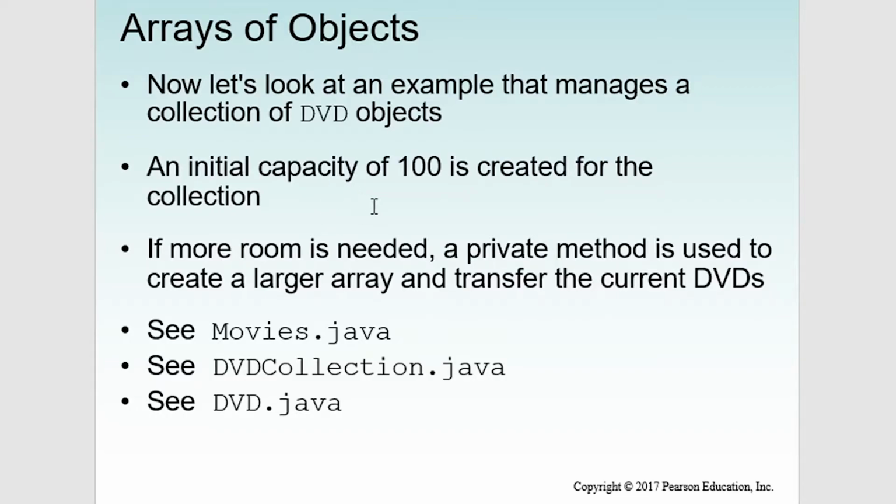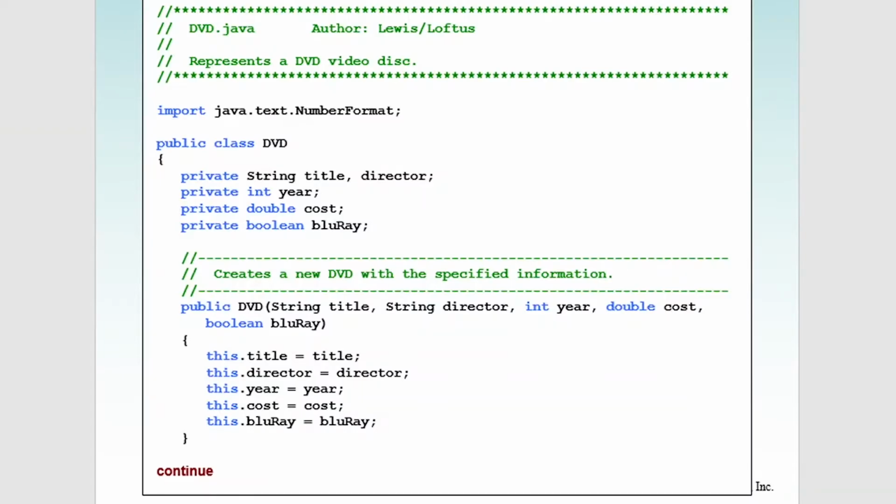An initial capacity of 100 is created for the collection. If more room is needed, a private method is used to create a larger array and transfer the current DVDs. See Movies.java, DVDCollection.java, DVD.java. So let's start off by looking at the DVD class.